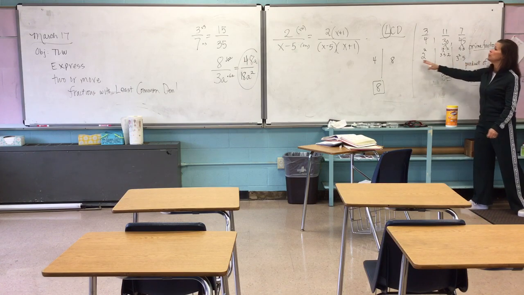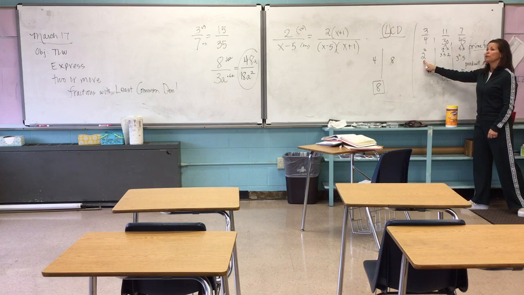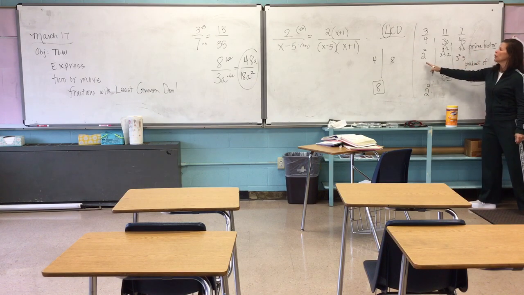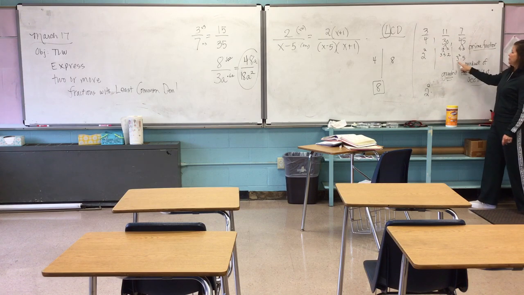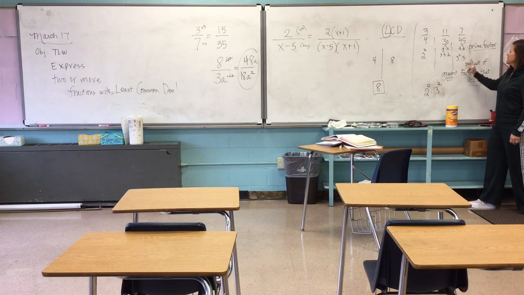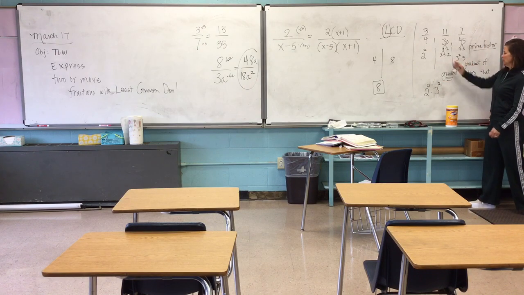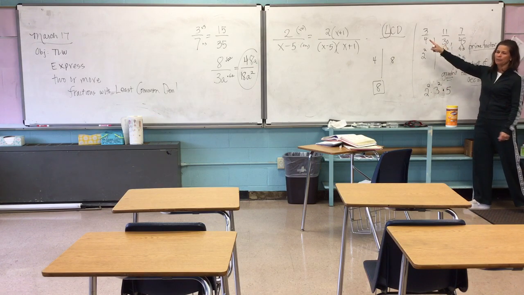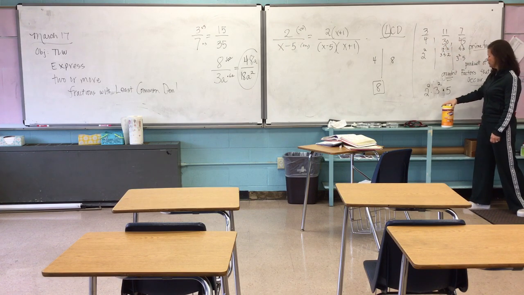So let's see, does 2 occur? It does. And the greatest factor is 2 squared. Does 3 occur? It does. It occurs at least once somewhere. And I want to pick the greatest factor. It's going to be 3 squared. Does 5 occur? It does. The greatest factor would just be a 5. So the product of these numbers is the least common denominator.